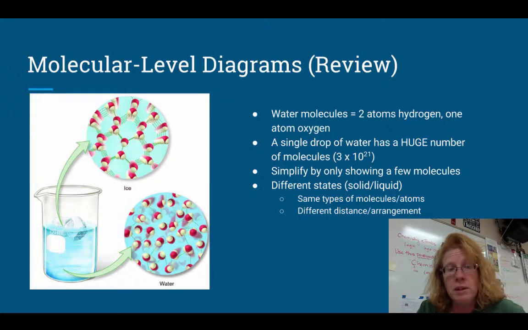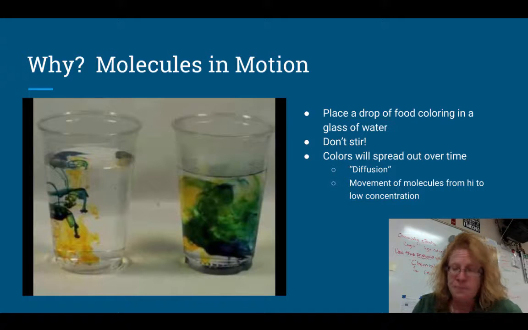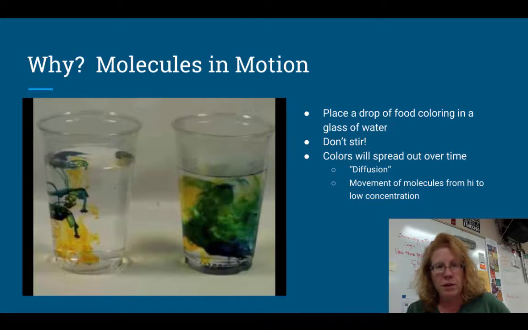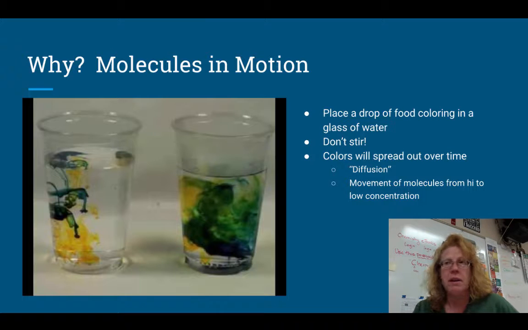So when you see these molecular level diagrams, you have to look not only at what's present, but also at how close the different molecules are to each other. Now we're moving forward to the next step. Why is it that ice and water are different? Why do they have different behaviors?